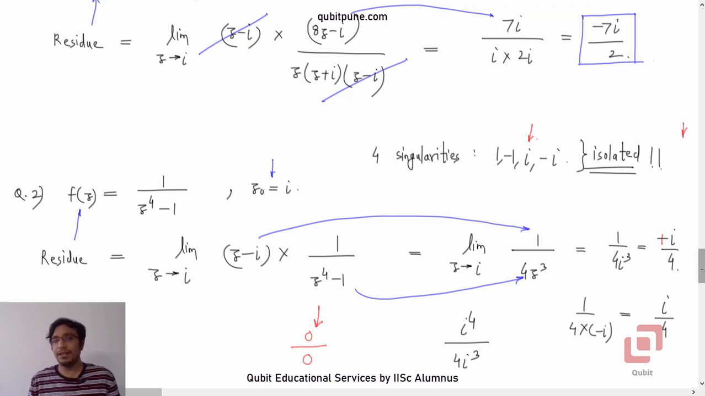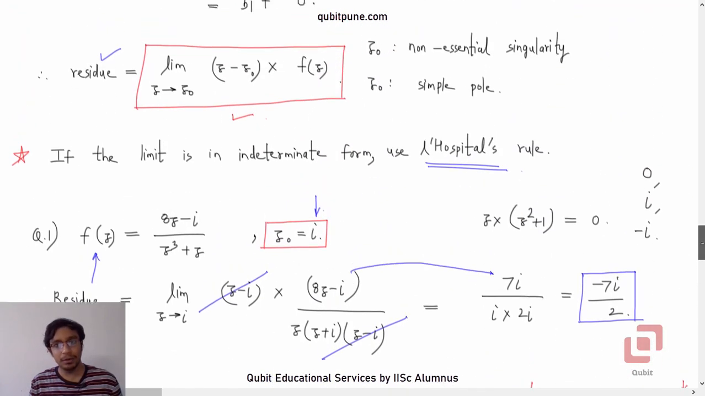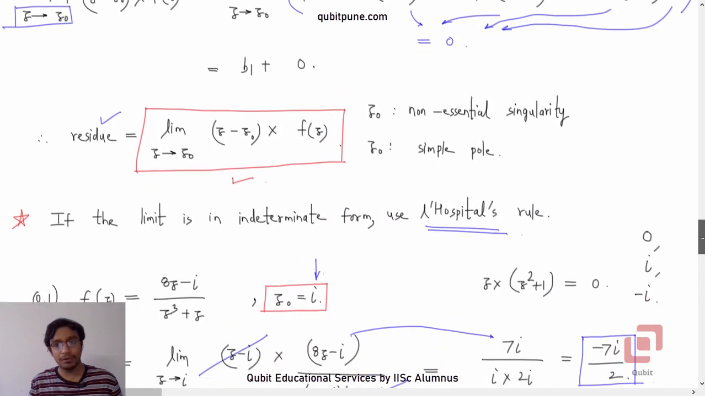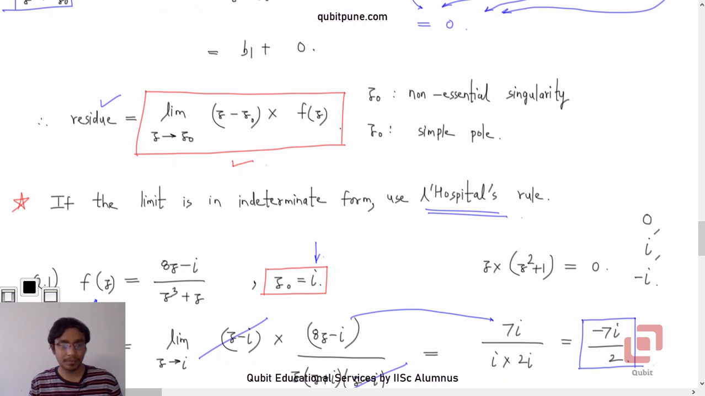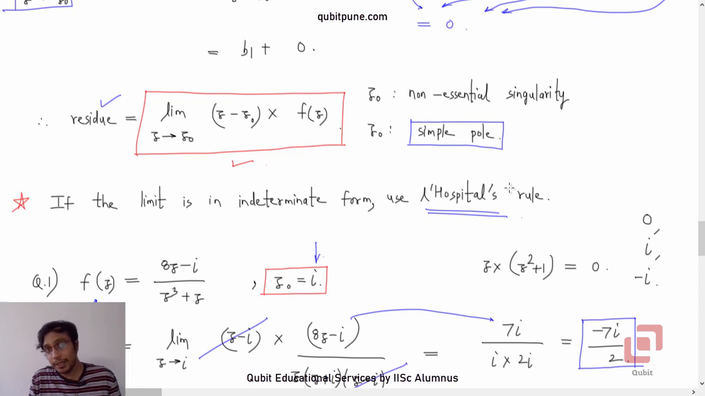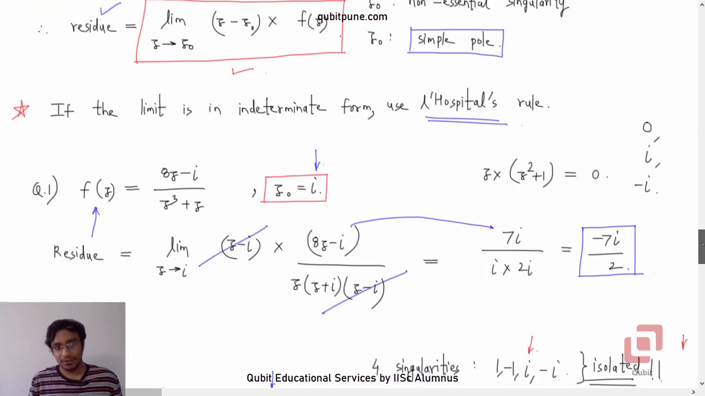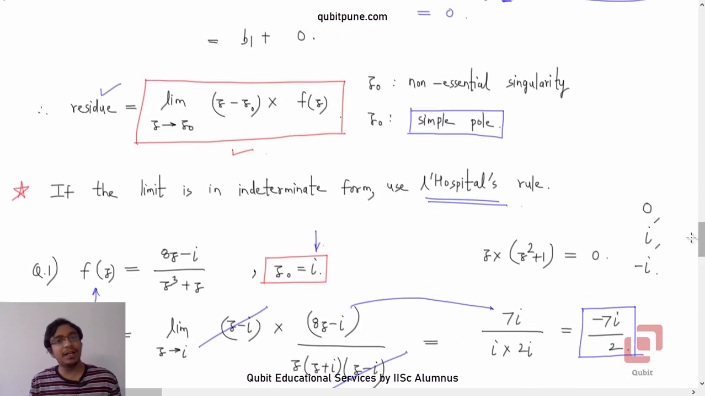So this is how we find the residue without generating the Laurent series, provided the pole that we have is a simple pole, a pole of order 1. We may be required to apply L'Hospital's rule in some cases. Now let us see how we can find the residue at a pole of higher order.